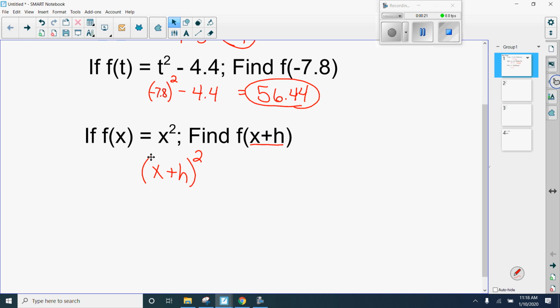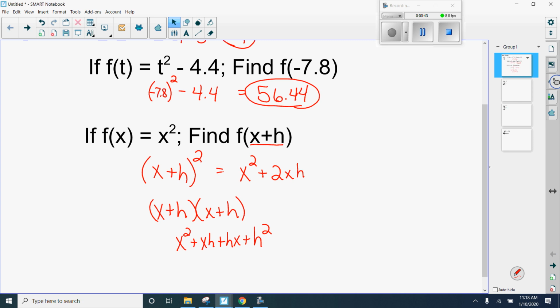X plus h times x plus h. You have to do the FOIL process. You can't just square the first, square the last, and say it's going to be x squared plus h squared. When you do that, you get x squared plus xh plus hx, which are like terms, plus h squared, and your answer becomes x squared plus 2xh plus h squared. So either one of these two could stand as the answer. More than likely, they will probably show it expanded out.